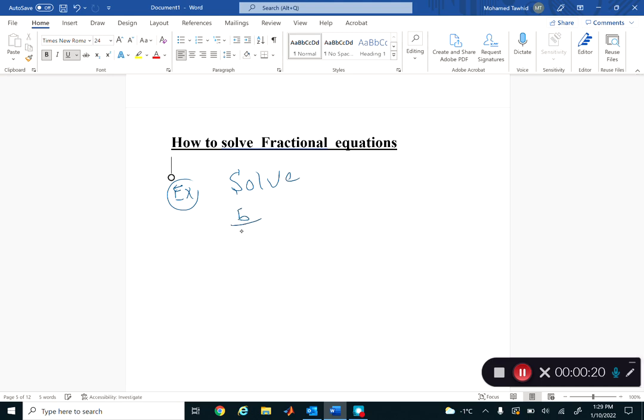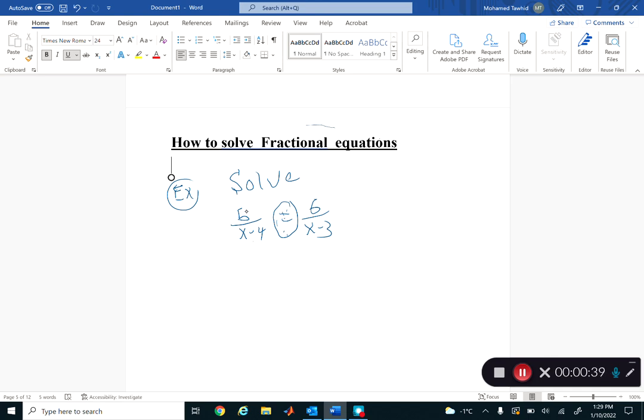One example here: 5 over x minus 4 equals 6 over x minus 3. So what do you have here? Why do you call it a fractional equation? Equation, because you have an equal sign. Whenever you have equal signs, we call it an equation. Why do you call it fractional? Because you have a fraction here.